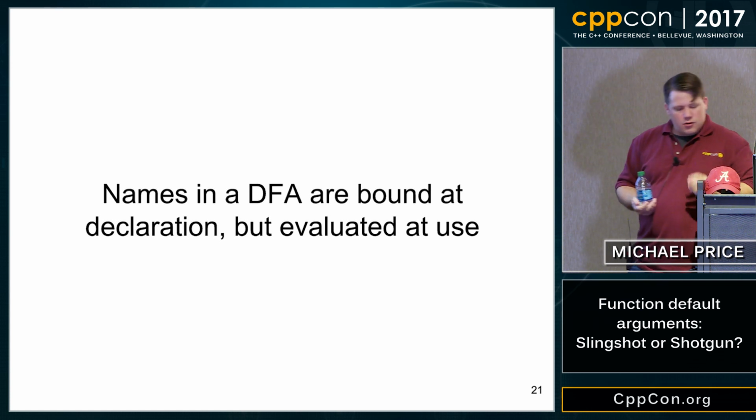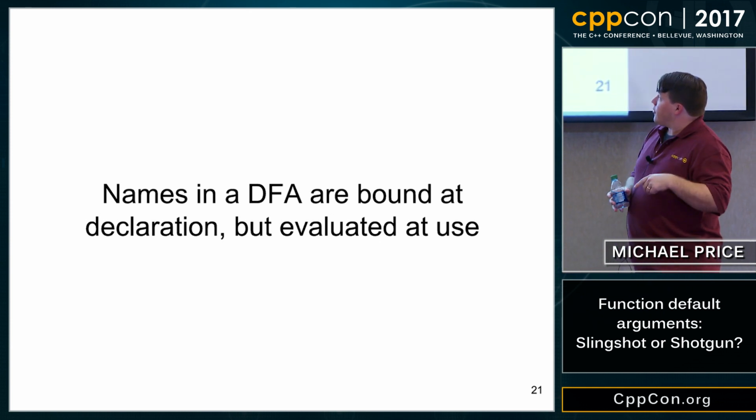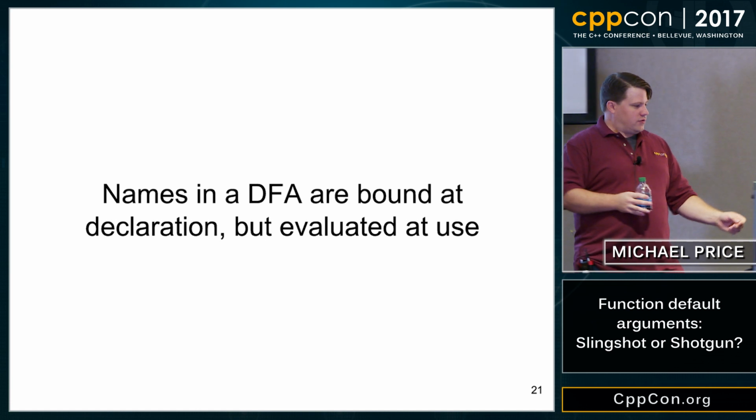So names in a default argument are bound at declaration, but evaluated at use. Okay, should be a code example.